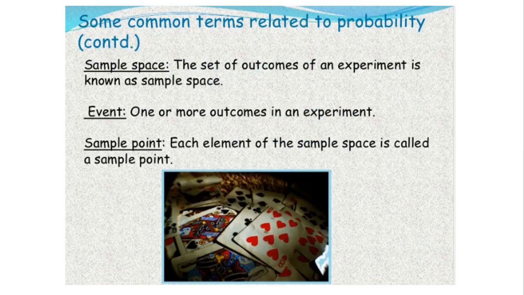Apart from that, we need some awareness of sample space, event and sample point. Sample space means the set of all possible outcomes in any experiment. For example, while tossing a coin, we have two outcomes, either heads or tails. So it is nothing but a sample space.